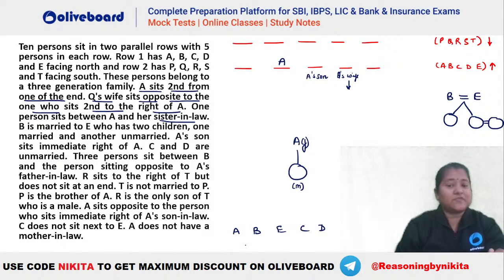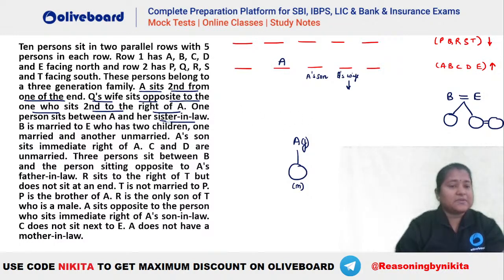So who can be Q's wife here? You can see A cannot be Q's wife, right? Because second right of A we have Q's wife. B is a spouse of E, so B and E also cannot be there. C and D are unmarried. Chalo, okay, we will see once again how we place Q's wife here. Okay, so this is given here that this person. Okay, let's see again.